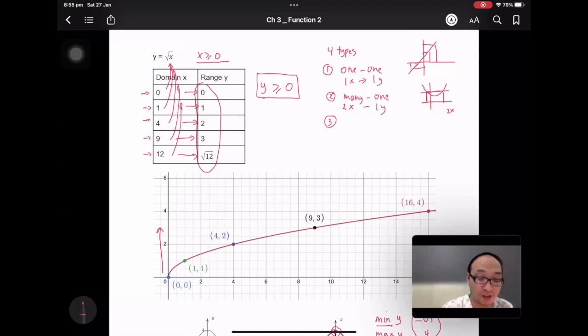The third one will be one to many. Here, we have one domain, one x, matched with more than one range, or y. I can give the example of the equation y squared equals x. So there is one value of x that has two values of y.